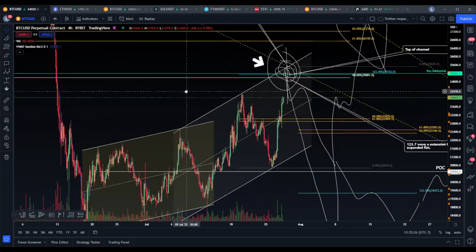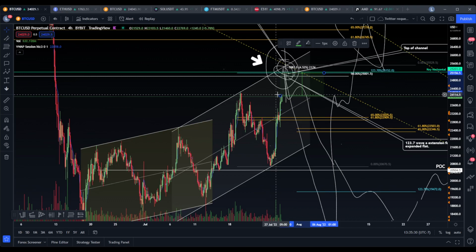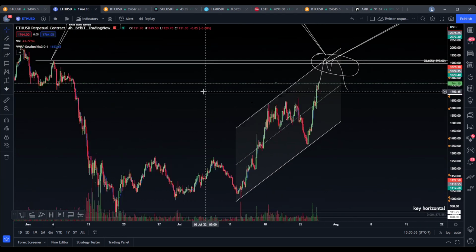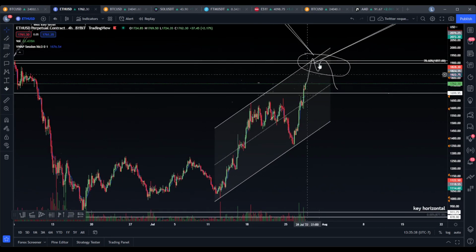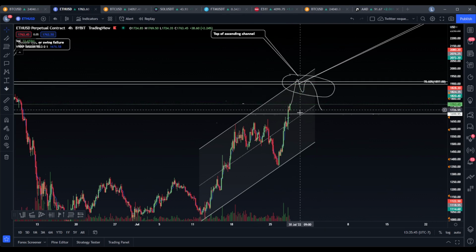I want to point something out here on ETH, because if we push up to here on Bitcoin, from right here, it's about 4.4% away. Now, if we go over to ETH, we have a similar idea where we could put in an ascending channel. From here, we'd be pushing up about 7%. So that ratio is about right. Bitcoin going up 4.5%, ETH going up 7.5%, roughly.